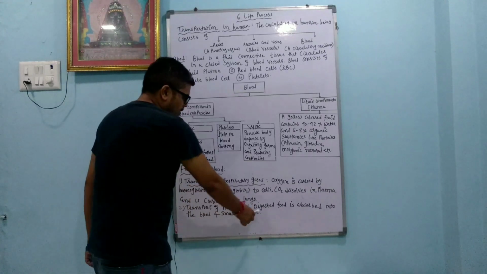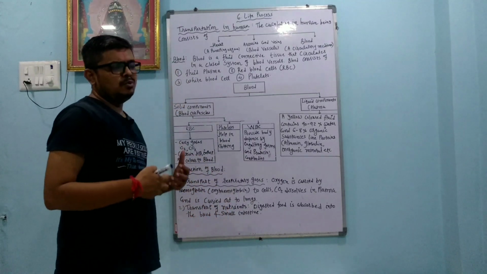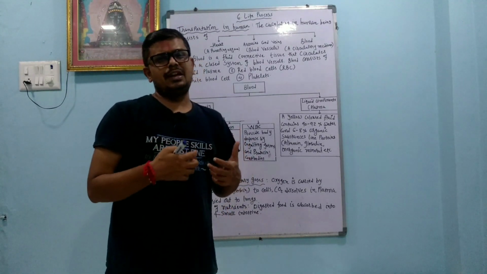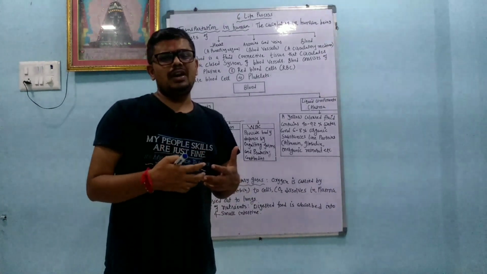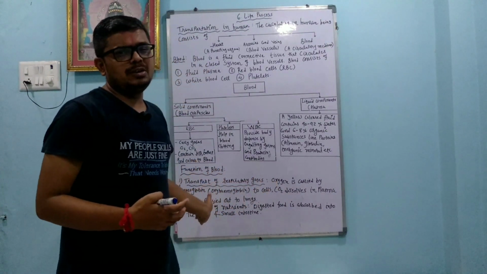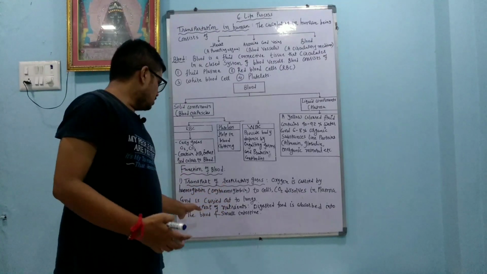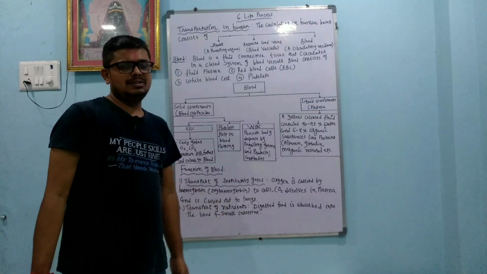Transport of nutrients. Digested food is absorbed into the blood in the small intestine. Whatever food we eat gives us nutrients like carbohydrates, proteins, and fats. To carry them from one part to another, the blood plays a major role. So it is very useful in the transport of nutrients.